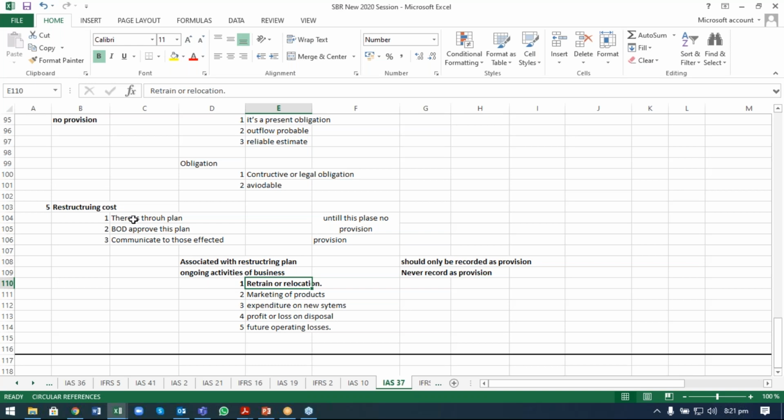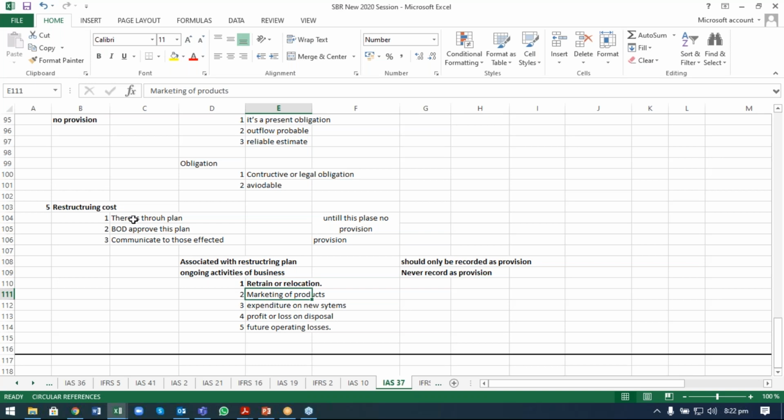Are you getting the point? Because this is an ongoing activity. Irrespective of whether all the employees of Y department are made redundant, the company has to hire new employees, retrain them and relocate them. So any cost with respect to relocation or retraining is an ongoing activity of the business. So provision should not be created for this specific cost.